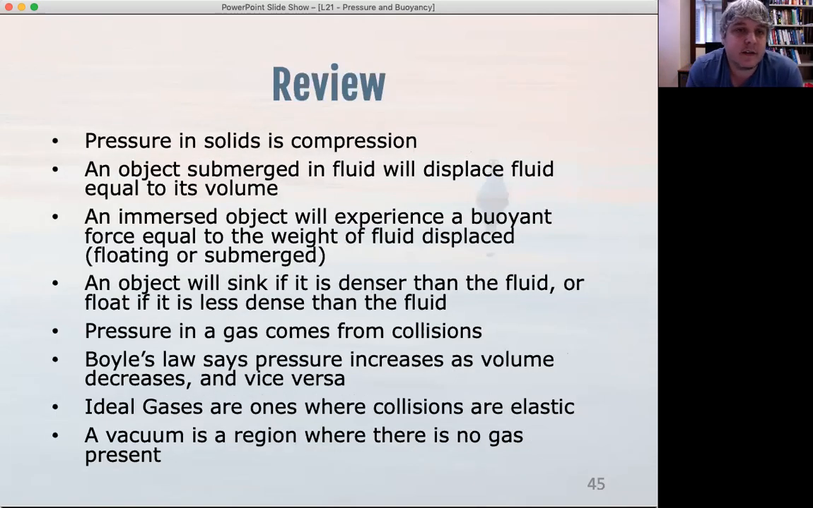That's the end of that lesson. A bit of jumping around. We looked at pressure and then at buoyancy, and also talked about how that works with pressure in a gas, buoyancy in a gas, and also introduced Boyle's law. We also defined vacuums in there as well. So a few different concepts to cover, but all sort of related under the umbrella of pressure.